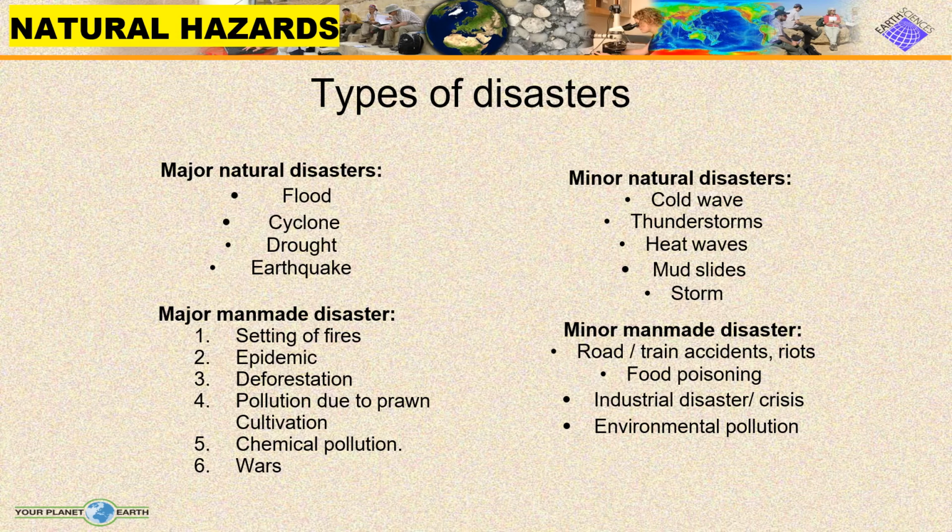Now, minor natural disasters include cold waves, thunderstorms, heat waves, mudslides, and storms. Now, major man-made disasters are caused by human beings. These include setting of fires, epidemics, deforestation, pollution due to prawn cultivation, chemical pollution, and wars. Lastly, minor man-made disasters occur due to road and train accidents, riots, food poisoning, industrial disasters or crises, and finally environmental pollution.